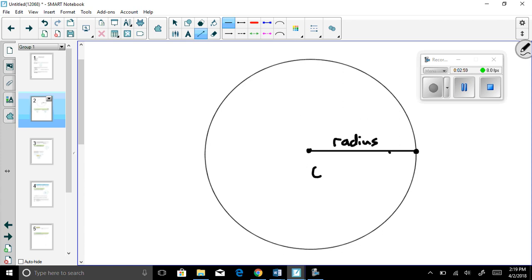Okay. A chord, again, just had endpoints on the circle. So a chord could just have endpoints that are on the circle. So, hey, there's two endpoints on the circle. If I want to use my segment tool here again, just connect those endpoints. This segment here is a chord. It has endpoints on the circle.